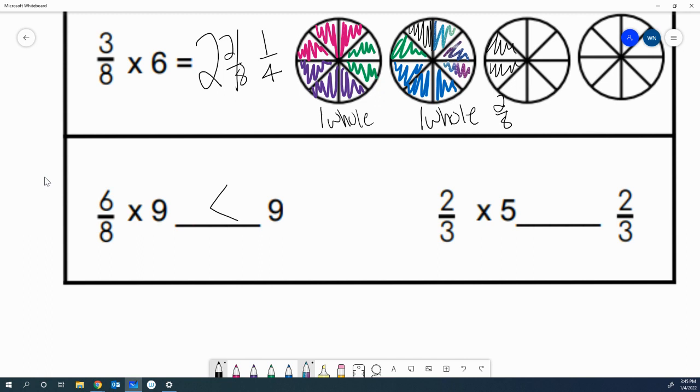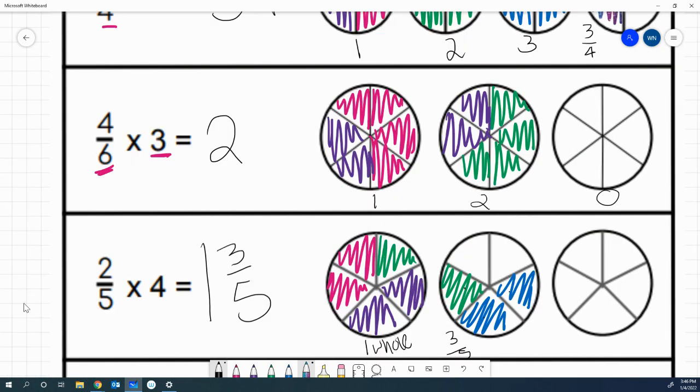Let's look at the second one, 2/3 times 5. Do you think that's going to be greater than or less than 2/3? If you chose greater than, then you are correct. Make sure you're looking over your notes to make sure that yours looks like mine.